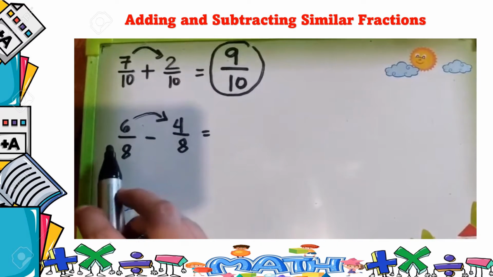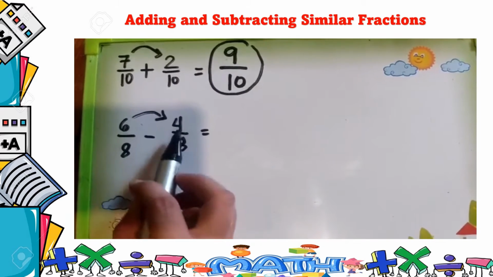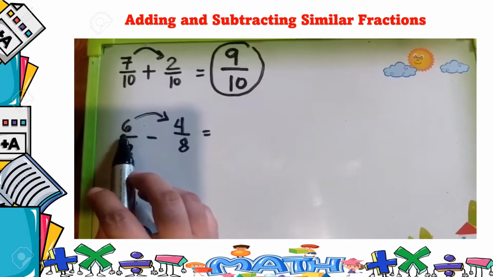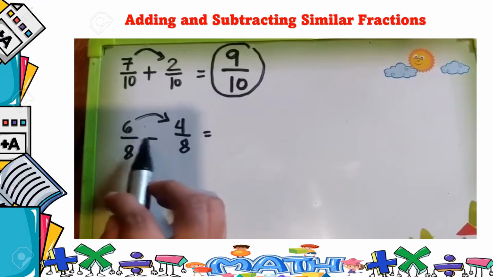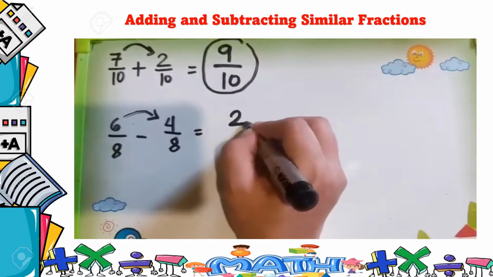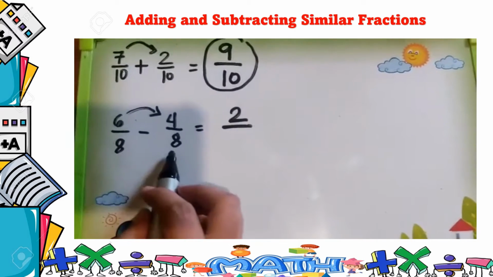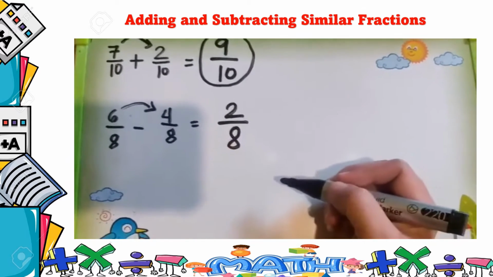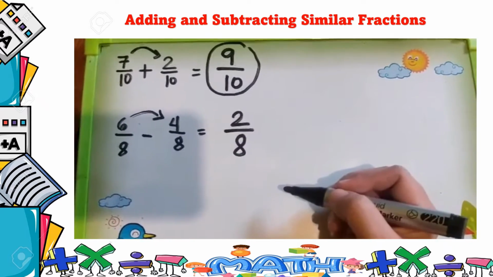In the given 6 over 8 minus 4 over 8, we will subtract 6 minus 4. 6 minus 4 is equal to 2. And then copy the denominator, which is 8. And then step 4, reduce your answer to lowest term.